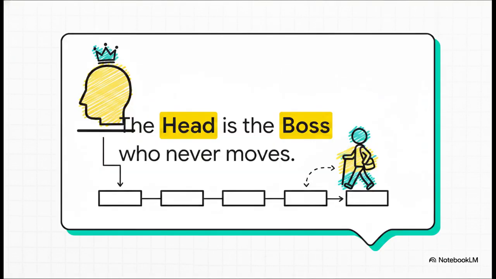And to navigate those floating nodes, we really need to talk about pointers. I absolutely love this metaphor for it. The head is the boss who never moves. The temp pointer is the assistant who does the walking. You see, the head pointer absolutely must stay anchored at the very first node. If the head moves, you literally lose the start of your list forever. It's gone. So when we need to travel down the list, we spawn a temporary pointer, an assistant, to do all the actual walking for us.